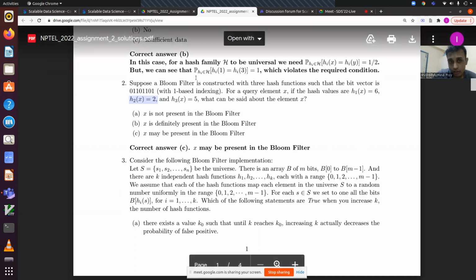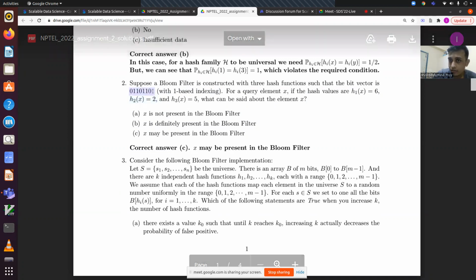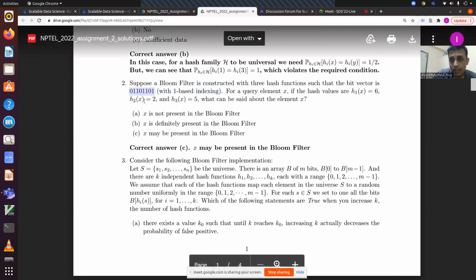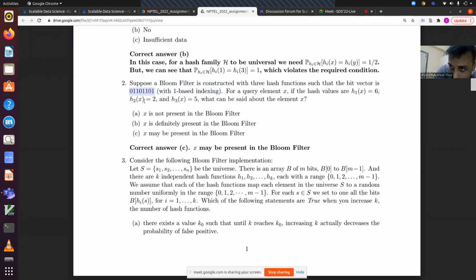So what does a Bloom filter do? X is a bit vector. H1x, H2x, H3x are all hash functions. Each of the hash functions specifies a position where it will check whether the bit is set or not. So H1x checks at the 6th position, H2x checks at the second position, H3x checks at the fifth position. Yes, sir.